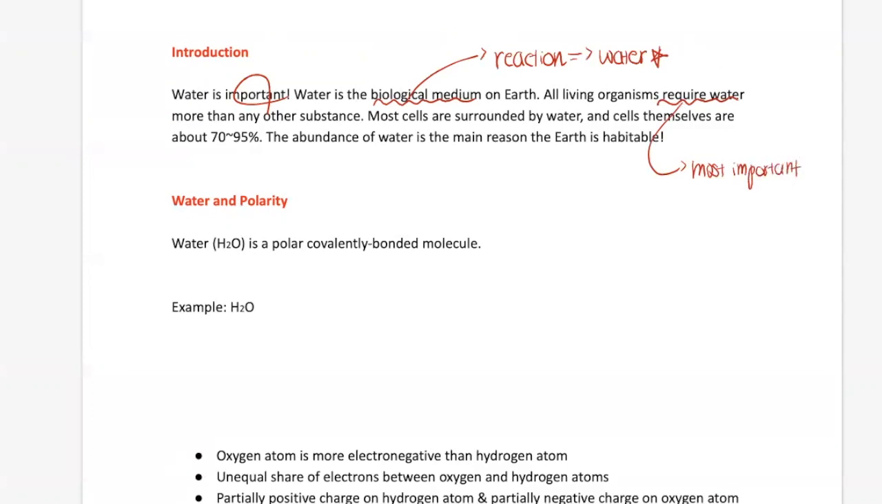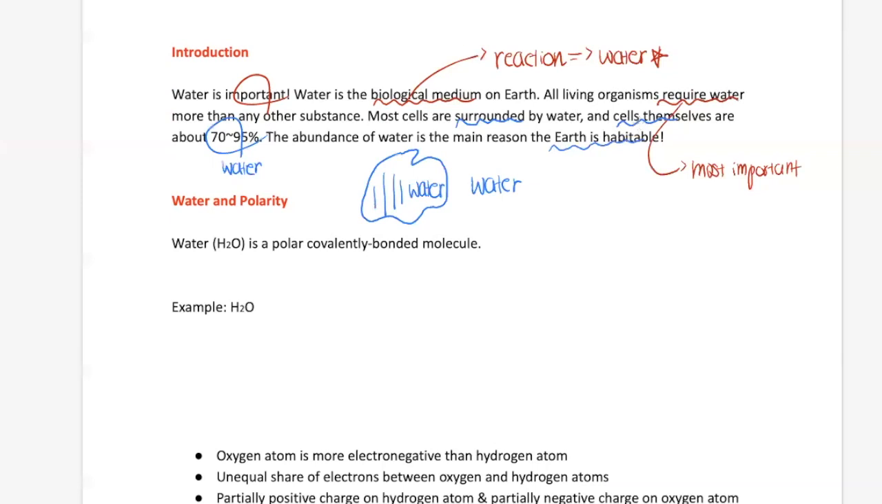How can we tell that? Well, most cells are surrounded by water, and cells themselves are about 75 to 95% water. So let's say there's this cell. It's primarily surrounded by water, and actually the bulk majority is water-based. The abundance of water on Earth is the main reason why Earth is a habitable medium.